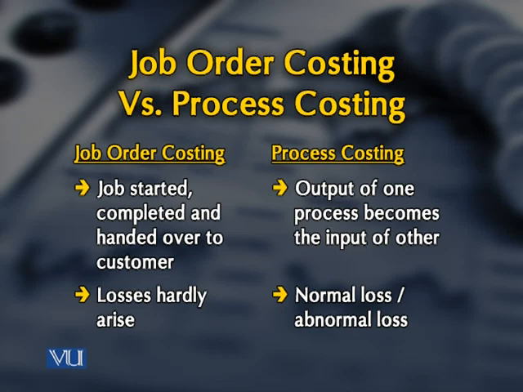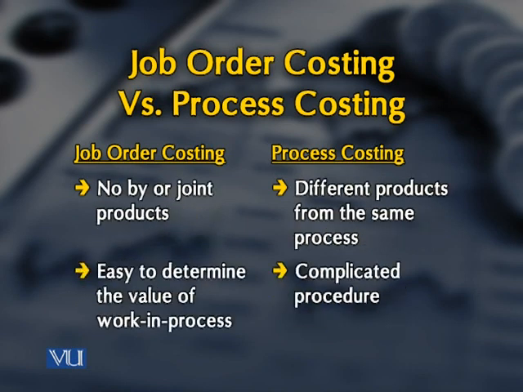Now, losses are not there so far as job order costing is concerned, because if there is any loss, it's not the customer's fault, and the customer is not going to bear it. But in case of process costing, there can be normal losses and there can be abnormal losses also, and we do account for those losses in our accounting. Then there are no by-products or joint products in job order costing, but in process costing there can be different products from the same process.